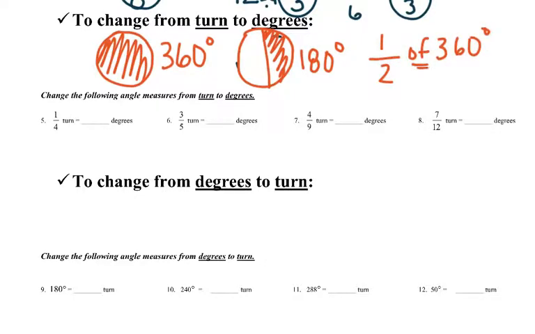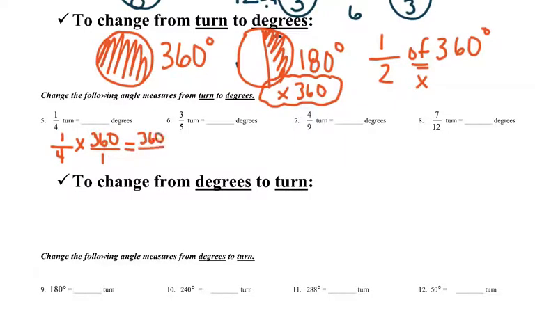And do you remember what the word of always means in math? Of always means times, right? So when we're going to change from turn to degrees, we're basically just going to times by 360. So if I have 1/4 of a circle and I times it by 360, and maybe I'll write it like that, 360 over 1, that's the same thing as 360 divided by 4, right? Multiplying by 1/4, same as dividing by 4, so that's 90 degrees.